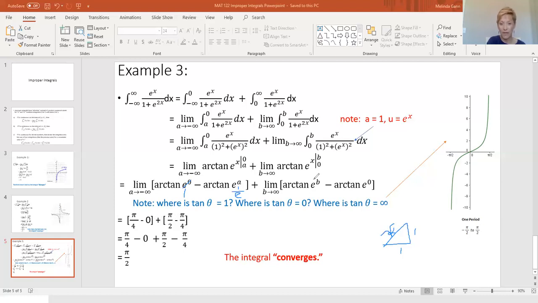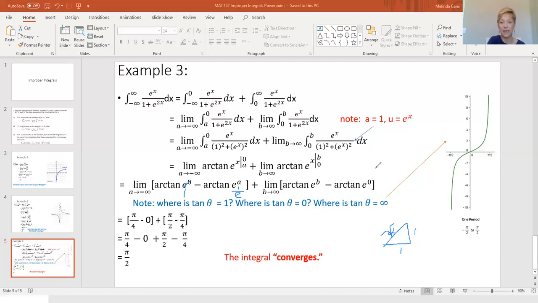Now look at this one. This b is positive, so this is getting bigger and bigger. Okay, so where does tangent get bigger and bigger and bigger? Do you see that tangent gets bigger and bigger and bigger? Remember, there's an asymptote right here. So when I know that the tangent's getting bigger, the angle I'm getting close to is pi over 2. So that's why there's a pi over 2 right there.